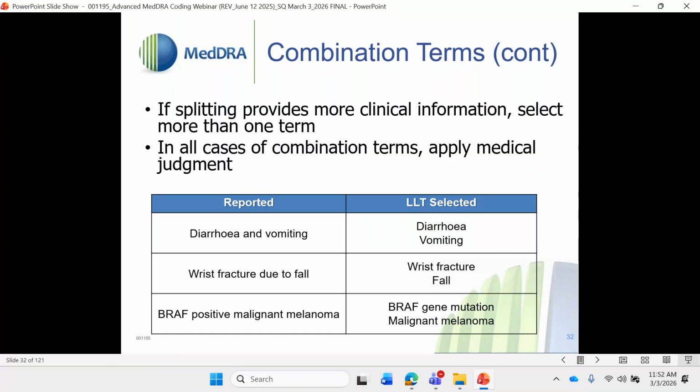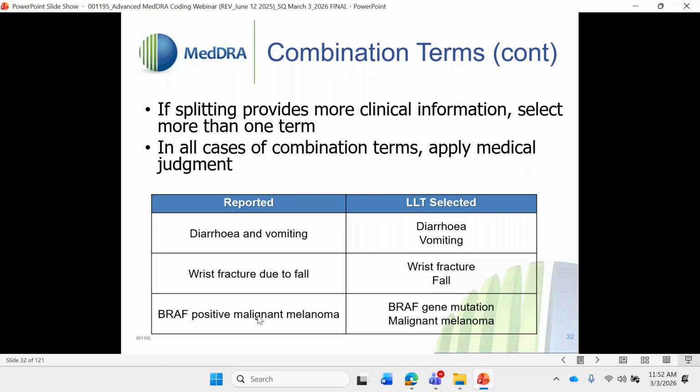Right here in diarrhea and vomiting, very easy. There's no combination term for that. So you would choose two LLTs, one for the diarrhea, one for the vomiting. Again, wrist fracture due to fall. You would capture the wrist fracture. And of course, why it's important to capture fall. So we do have a term for fall. You would capture that as well.